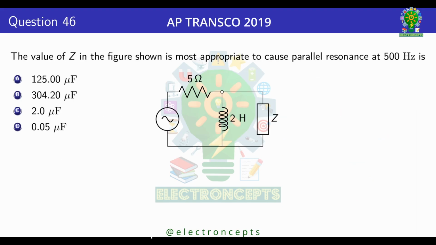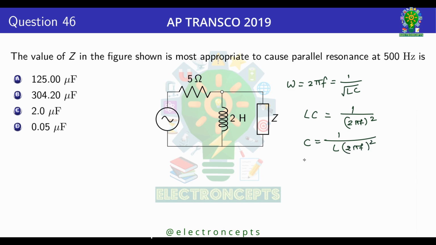Question number 46. The value of Z in the given figure that is most appropriate to cause parallel resonance at 500 Hz is? We know that the resonant frequency, omega equal to 2 pi f, is equal to 1 by root LC. To cause electrical resonance, there must be two components, that is inductor and capacitor. Since the inductor is given in the question, we need to calculate the value of the capacitor. From this equation we can write LC is equal to 1 by (2 pi f) square, and from this the capacitor value C is equal to 1 by L into (2 pi f) square.